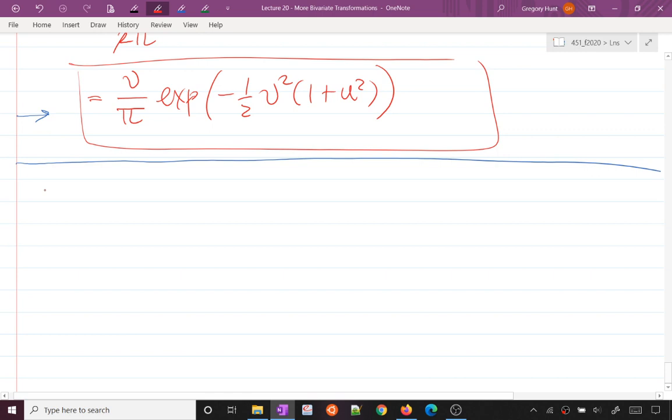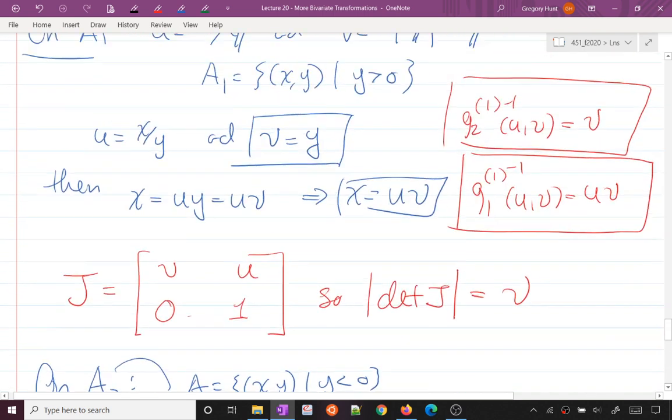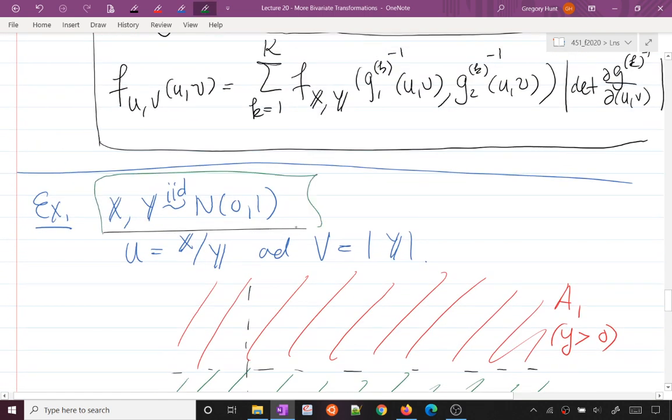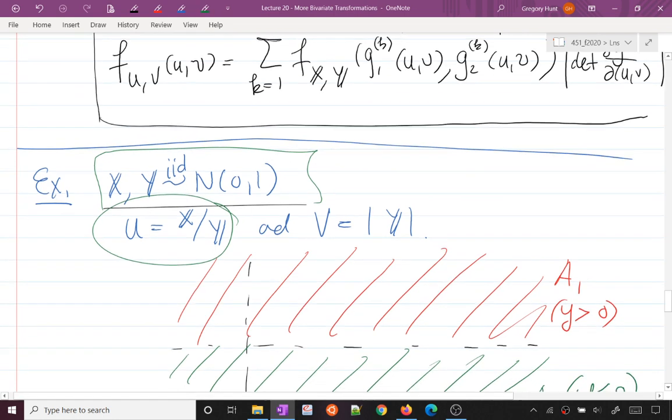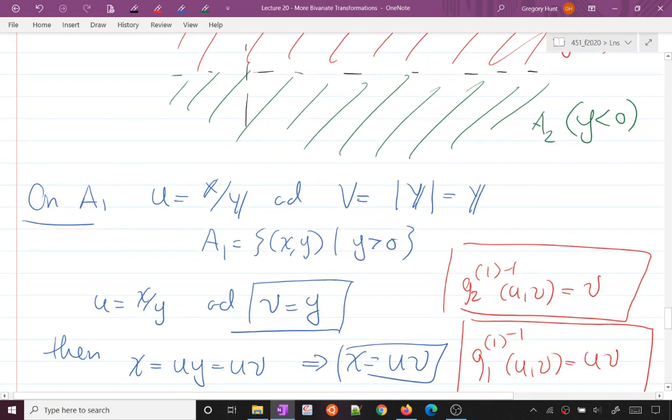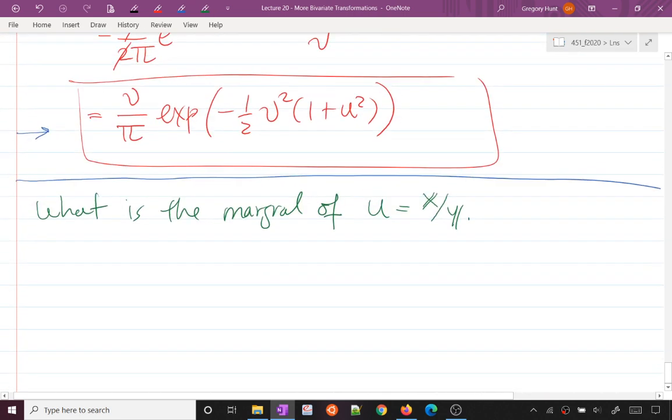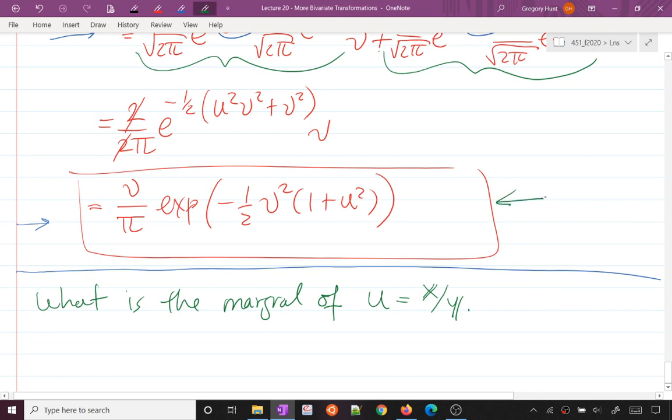The reason is, let's say, what about the marginal of u? What if I want to have the marginal of u? U was x over y. Why would I want that? So if we go back up to the beginning of our problem, we have x and y are standard normal, and u is x over y. So an interesting question is, what's the distribution of the ratio of two standard normal random variables? We know that the joint of u and v, which is the ratio and the absolute value of y, has this thing as its joint PDF.